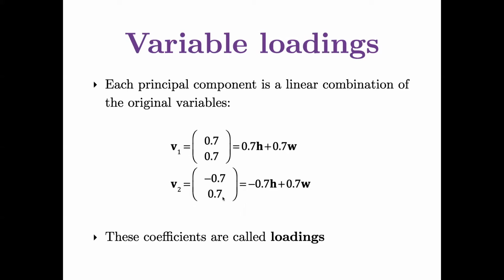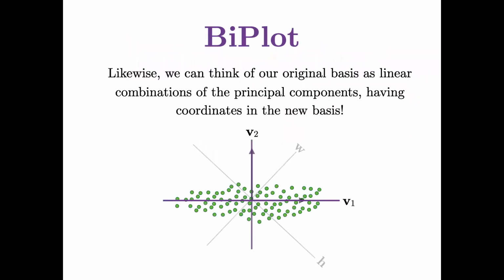And V2 pointed in the direction of -1, 1. Now, these entries give us the loadings of each variable onto that principal component. Now, as it turns out, I can actually use these formulas in reverse to think of our original bases, weight and height, as linear combinations of the principal components.